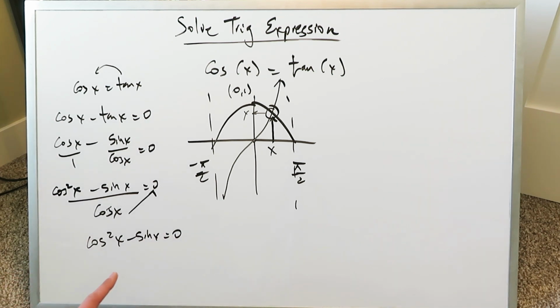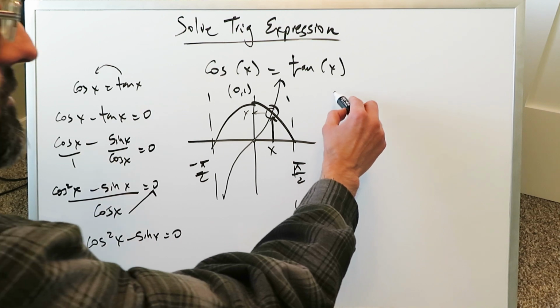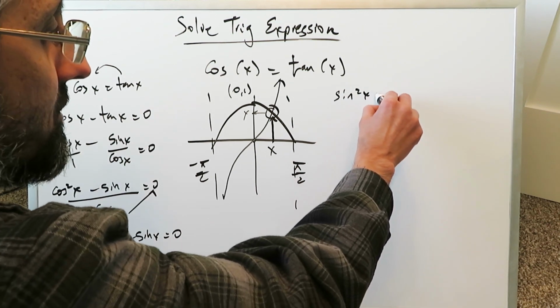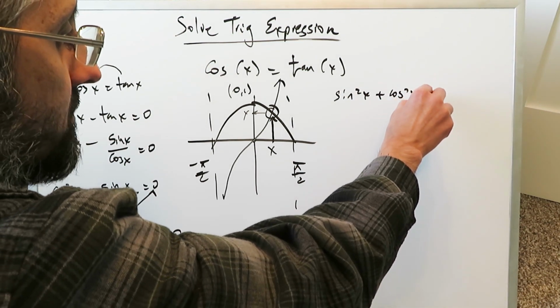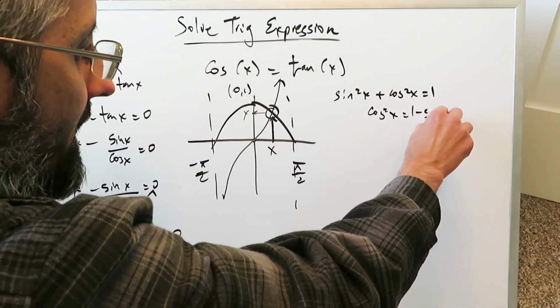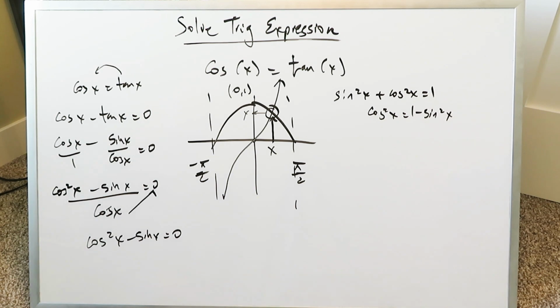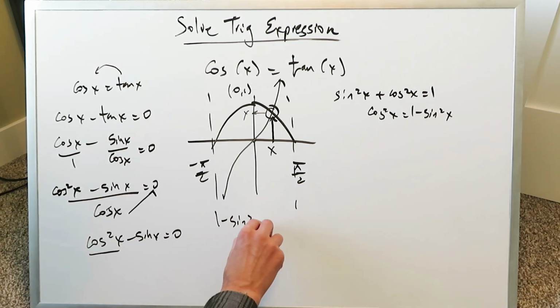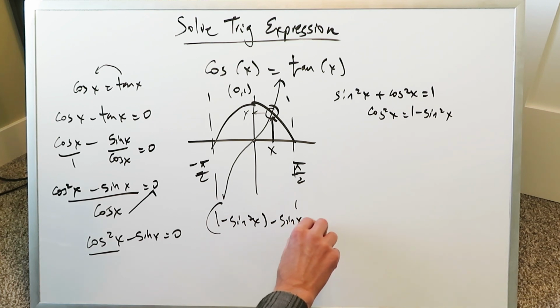What can you do here? You have two different items. How about you use this identity and convert everything into one item? Sine squared x plus cosine squared x is equal to 1. Cosine squared x is equal to 1 minus sine squared x. And that's what I would do. I would substitute that right over here. I'd have 1 minus sine squared x minus sine x is equal to 0.